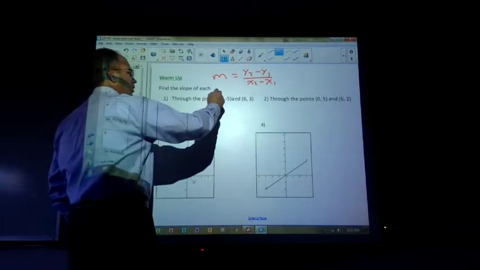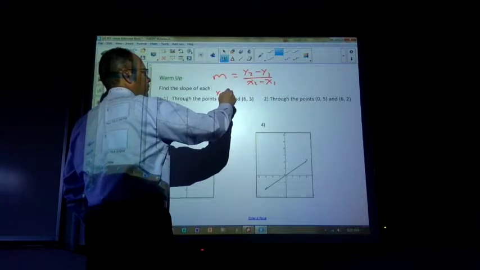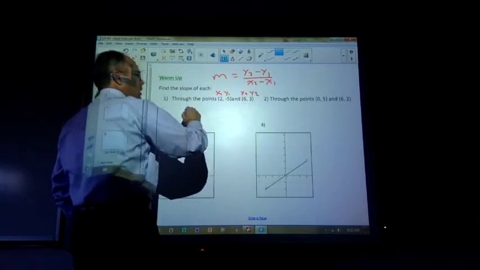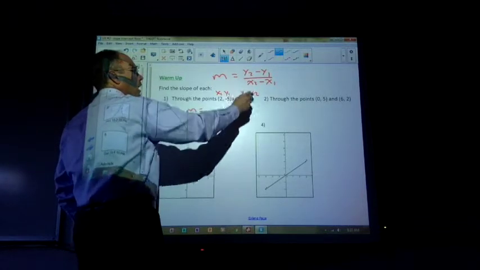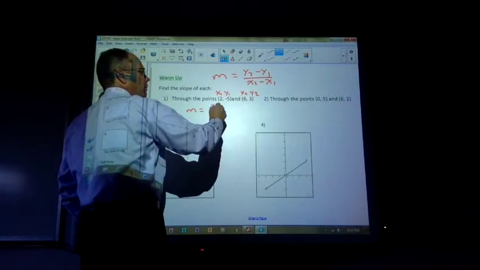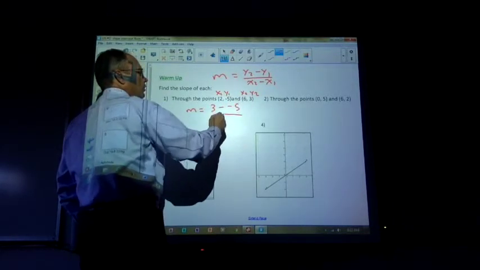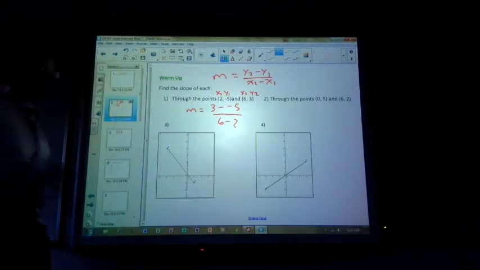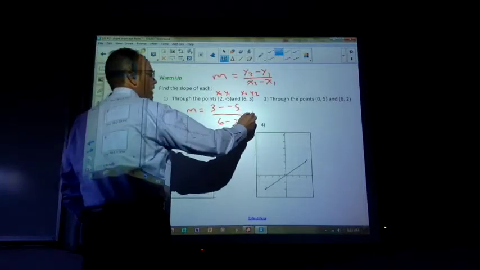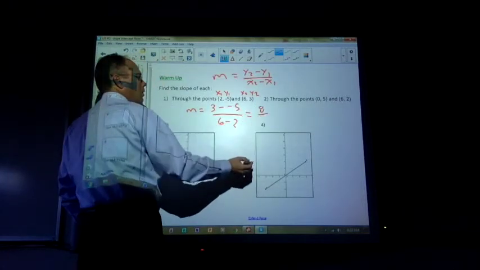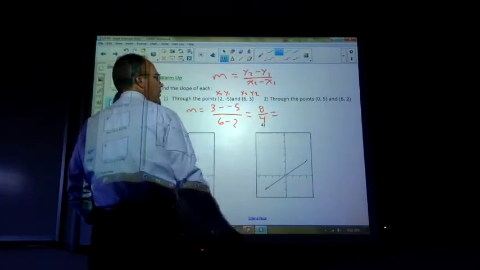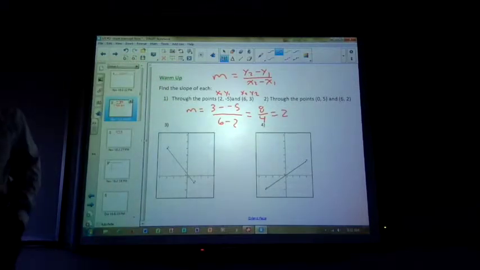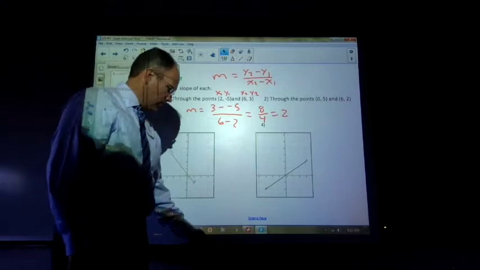So let's label this x1, y1, and x2, y2, and then plug it in. y2 is 3 minus negative 5, over 6 minus 2. What does that mean? 3 minus negative 5 is plus 5, so what's on top? 8. What's on bottom? What does this reduce to? 2 over 1, or just 2? That's our first step. Are we okay there?